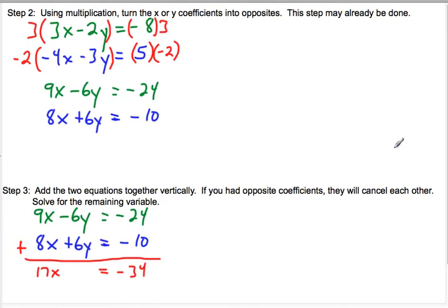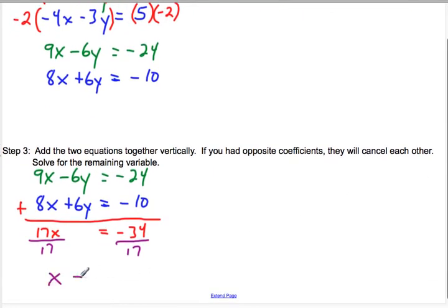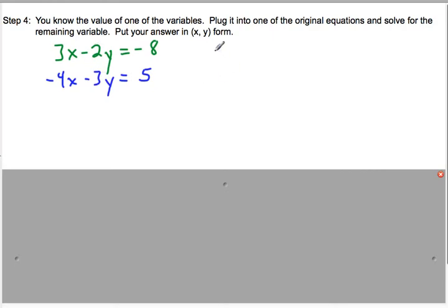Okay, now using division, we can get x by itself here. So if I divide by 17, I find out that x is going to be equal to -2. So x equals -2. All right. So moving on, I'm going to write x equals -2, so I remember.